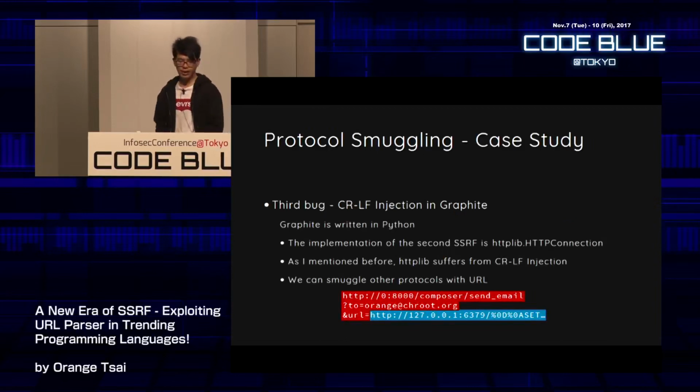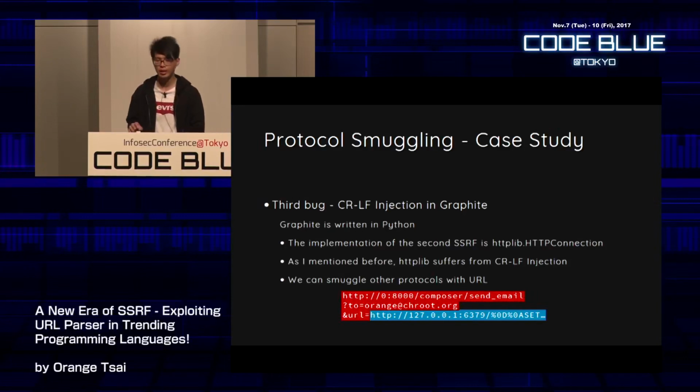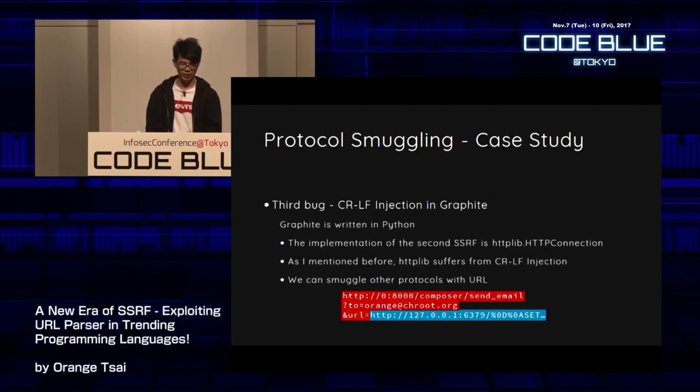The third bug is the CRLF injection on Graphite. As you can see, the implementation of the second SSRF is Python httplib. Earlier, we mentioned that httplib suffered from CRLF injection. So with the CRLF injection, we now have the ability to smuggle protocols in this SSRF execution chain.